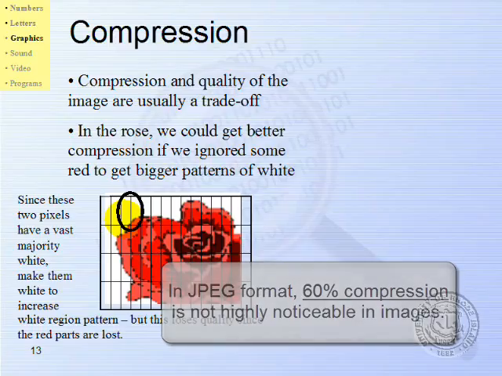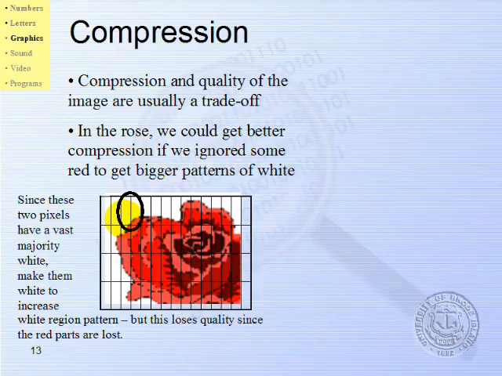Typically for JPEG images, 60% compression isn't really noticeable for most applications and to the human eye. For instance, 60% compression for an image that will appear on a web page or be printed in a document usually can't be determined by the human eye, and so it's a good level of compression.